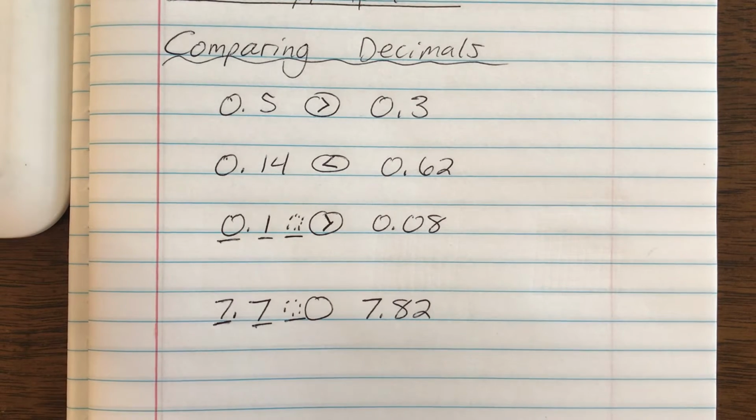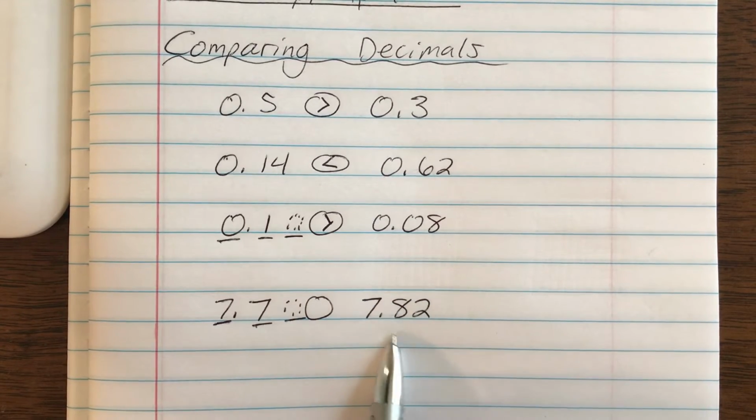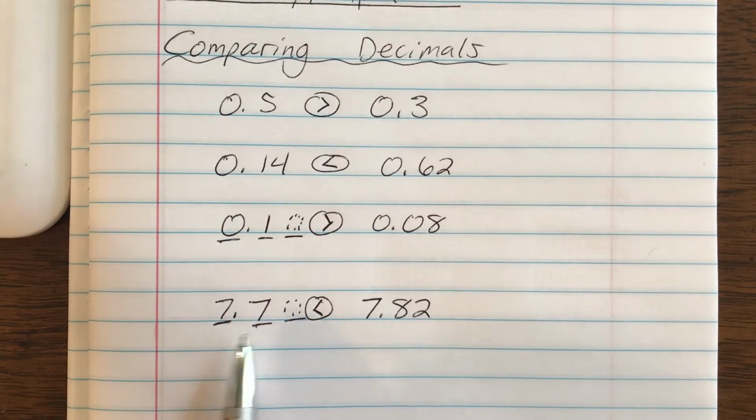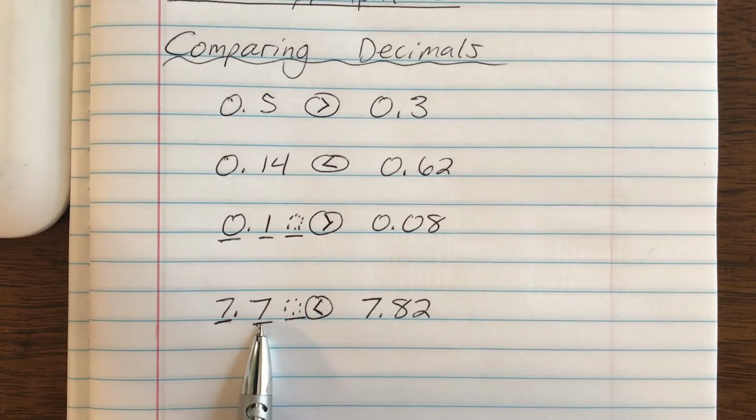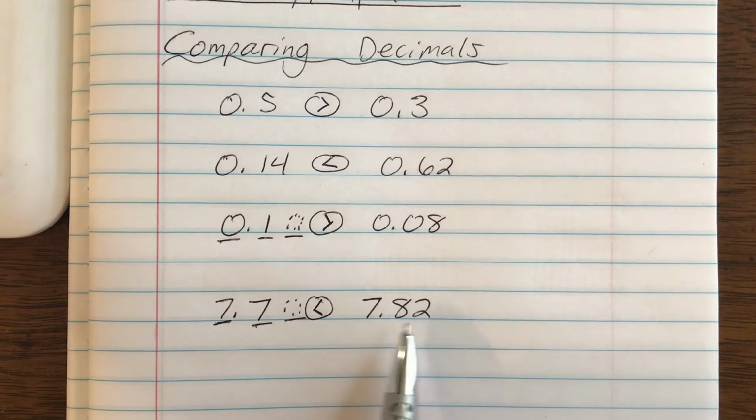Now that our decimals go to the same place, we can look at the values behind 70 and 82. 82 is going to be bigger. So we can come back here and say that 7 and 70 hundredths, or 7 and 7 tenths, is less than 7 and 82 hundredths.